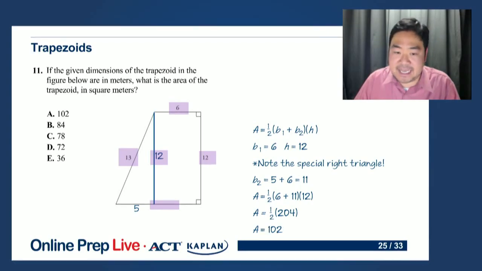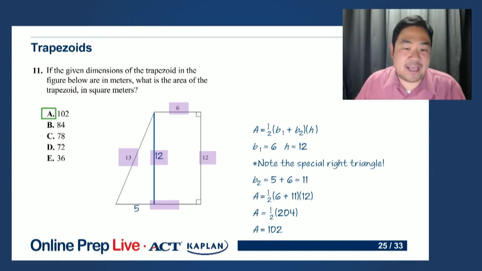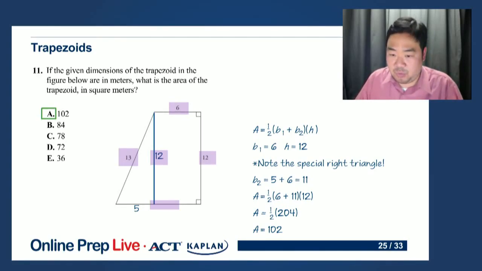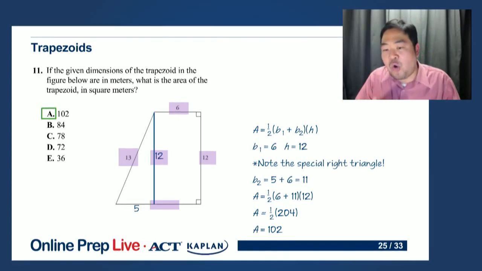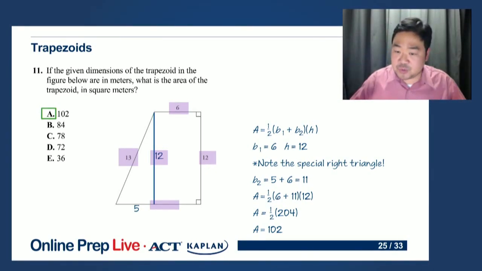1/2 of 204 is answer choice A, 102 as your answer. Choice A for awesome work on this question. I see Owen kind of phrased this a little bit differently, and if you think about it, you can actually do it this way as well. So great point that you made there, Owen.